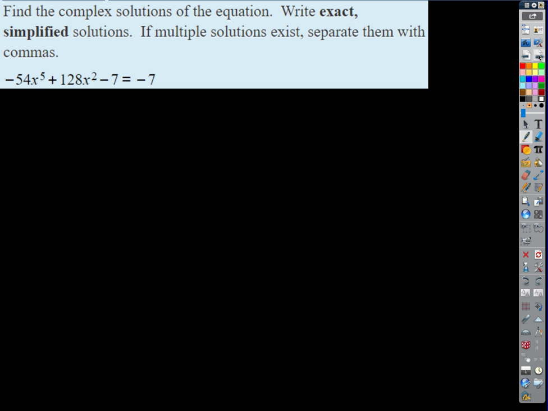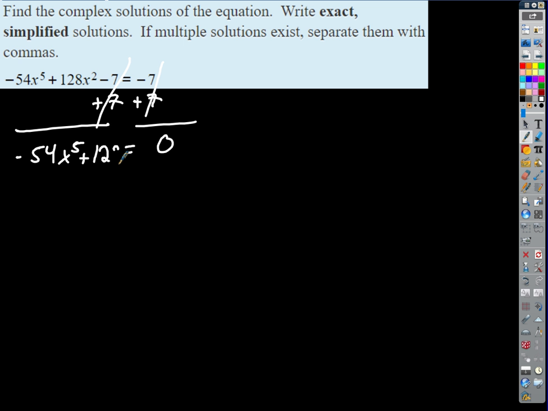Add 7. Okay, so we end up with 0 on the right side, which is what we want. The 7's cancel. And I end up with negative 54 x to the 5th plus 128 x squared equals 0. Good. Step number 1, we got it in standard form.